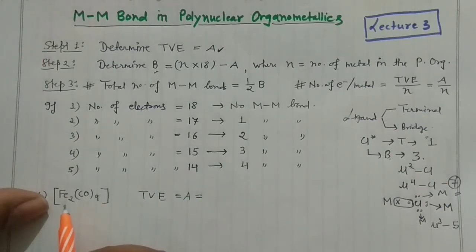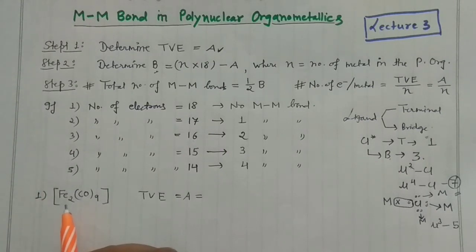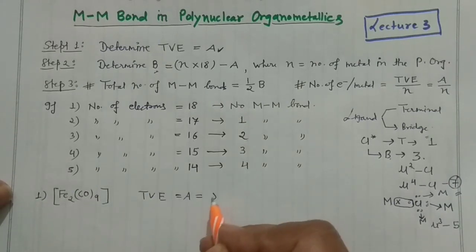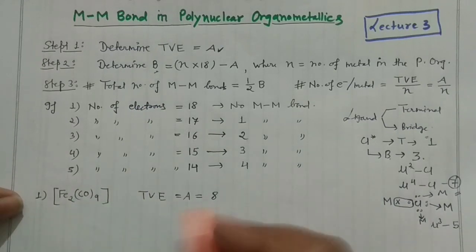Electron contribution by the iron. You can recall my last lecture where I gave you the list of the transition metals and told you how many electrons each transition metal will contribute towards the bonding. So iron would contribute 8 electrons, and this iron is present twice, so 8 into 2.